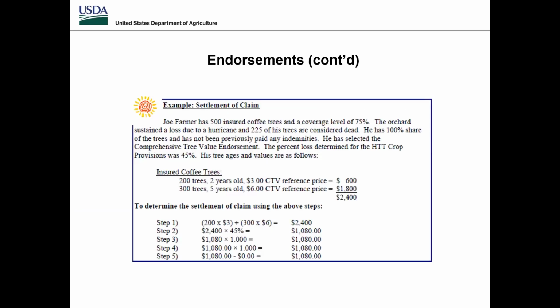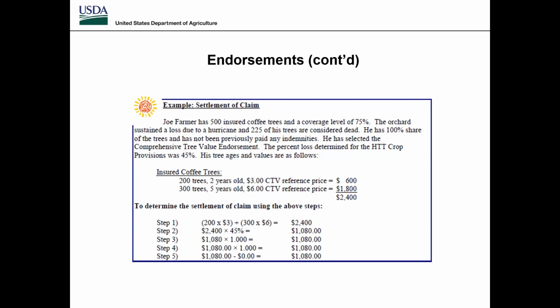Lastly, we have an example of a CTV settlement of claim. So Joe Farmer has 500 insured coffee trees and a coverage level of 75%. The orchard sustained a loss due to a hurricane, and 225 of his trees are considered dead. He has a 100% share of the trees and has not been previously paid any indemnities. He has selected the CTV endorsement, and the percent loss determined for his HTT base policy was 45%.